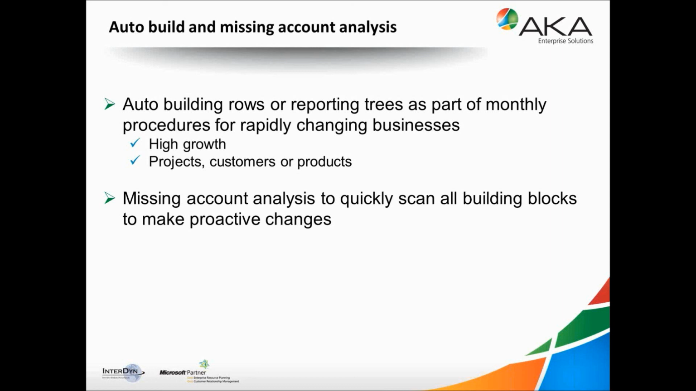So what this allows you to do is auto-build rows or reporting trees as part of the monthly process. So if you want to make sure you have all your division department combinations, you want to make sure that you've got all your AA dimension codes, all you need to do each month is go in, delete the old tree, and just build a new one, and it'll build it on the fly, and this way you make sure all your values are in there.